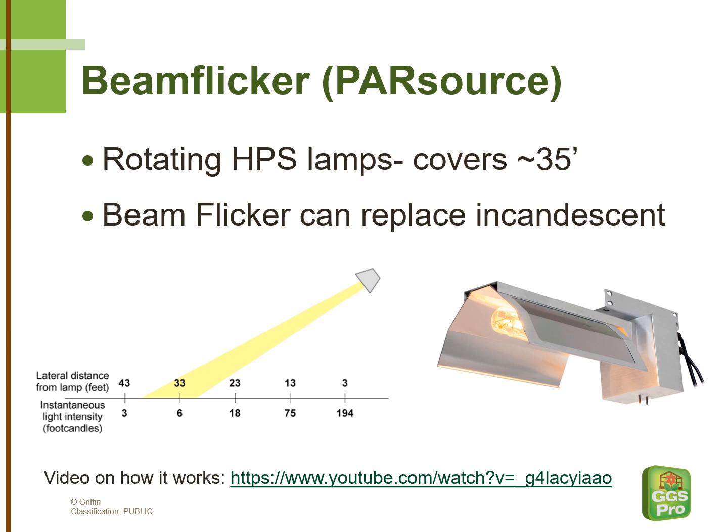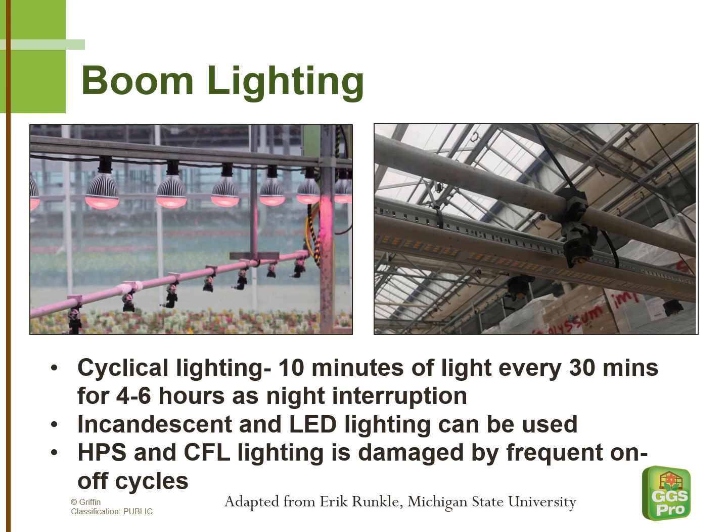And some research by Dr. Eric Runkle at Michigan State University has indicated that you can get effective day length control for 35 feet on both sides of this fixture. So you can imagine that you can replace an awful lot of incandescent bulbs in your lighting project just by resorting to using the Beamflicker. There is a link to a video if you're interested in seeing it in action. The video link at the bottom of the slide there will take you to it, and I think you'll find it really interesting.